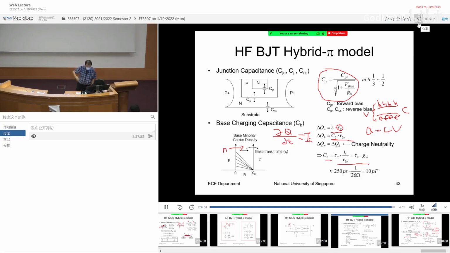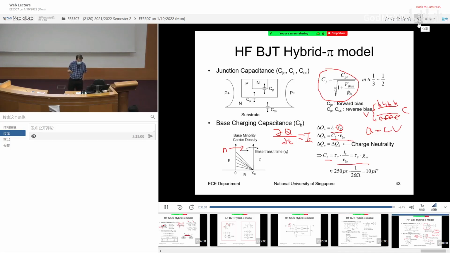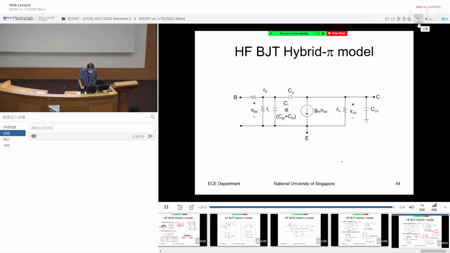And usually, if you look at the data sheet, they will give you the transit time. They will give you the GM you can estimate. So from there, you can actually estimate the diffusion capacitance. So in combination, you have the high frequency model.